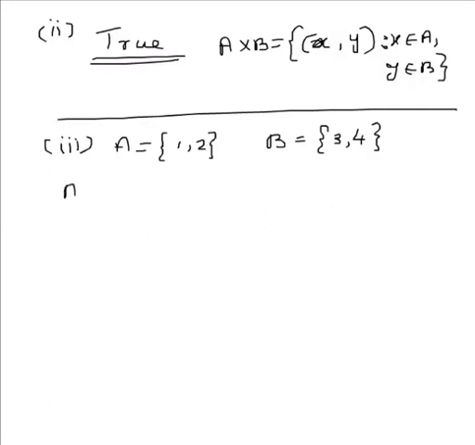Then A cross (B intersection C) we have to find. Let us write B intersection C. B intersection C is the null set. Now A cross (B intersection C) we have to write. If one of the sets is a null set, we know that the Cartesian product is also a null set. Therefore, the given statement is true.